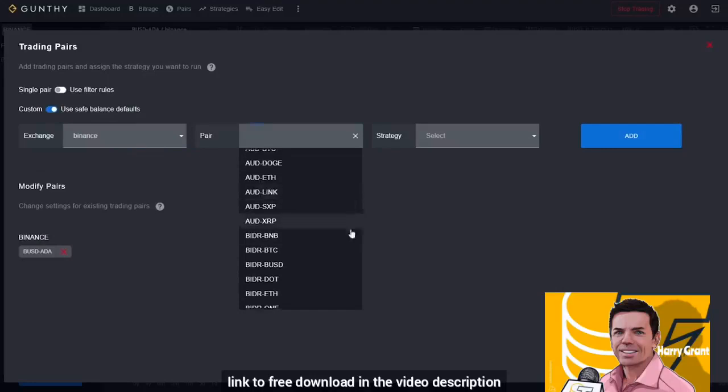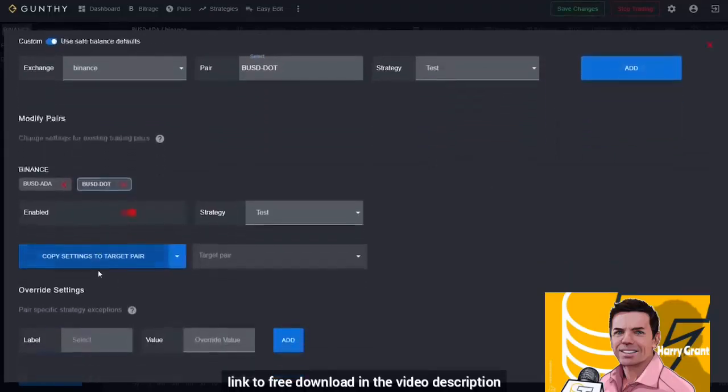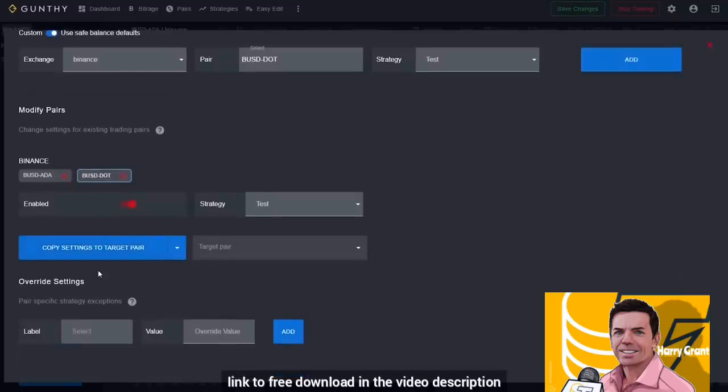Next, you can select the pair. So let's say I want to trade DOT to BUSD. And finally, I can select the strategy, which I'll go over in just a minute. And then I can click add. And once I have added a pair to Gunbot, then I can enable and disable different features as well as select overrides.